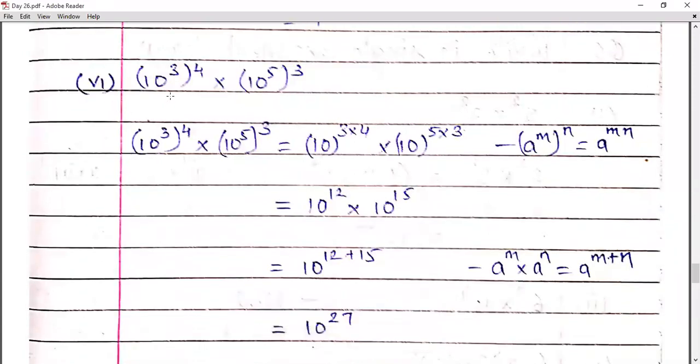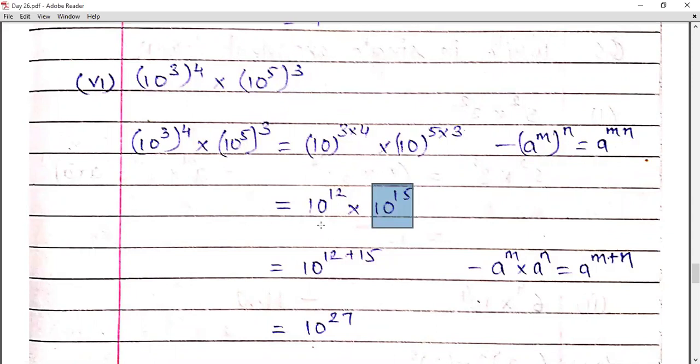Part 6 is 10 raised to 3 the whole raised to 4 into 10 raised to 5 the whole raised to 3. Now, just doing it quickly without mentioning the laws, I can write it as 10 raised to 3 into 4, 12, 10 raised to 12. 10 raised to 5 the whole raised to 3, power will get multiplied, 5 3s are 15, 10 raised to 15.